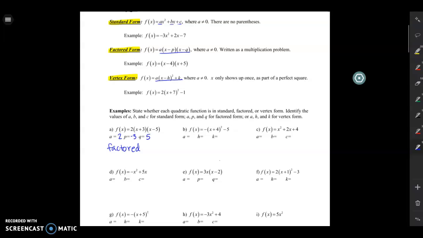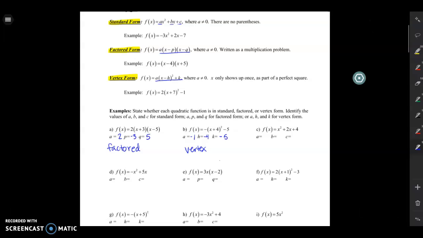All right, let's jump to B. So B is in vertex form, and the way we can tell is because you have a set of parentheses that's squared, and then you're adding or subtracting something at the end. So this is in vertex form. Your A is the number in front of the parentheses, so in this case that number is -1. Your H is whatever number you're subtracting from the x, which in this case is -4. And then your K is whatever number you're adding on to the end. So here I'm adding on a -5 or subtracting.